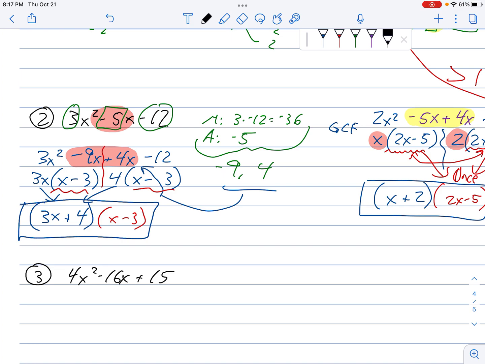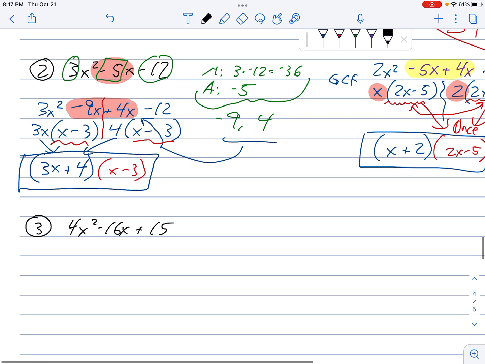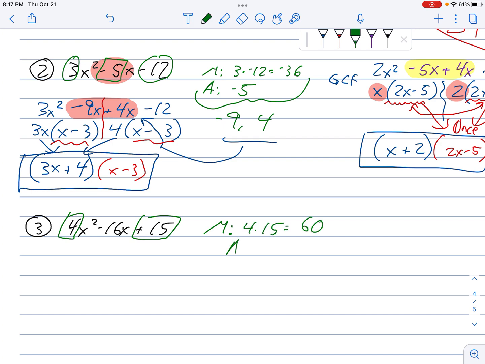Okay, so there's my 4x squared minus 16x plus 15. Again, 3 terms, so I'm looking for 2 numbers that multiply to the first number in front of the x squared and the last number, which is 60, and adds to negative 16. Again, I'll pick the numbers. I need it to be a 10 and a 6. They have to get to a negative 16, so they're both negative. Multiplying 2 negatives do give me a positive.